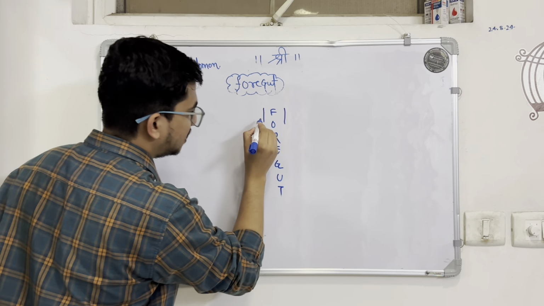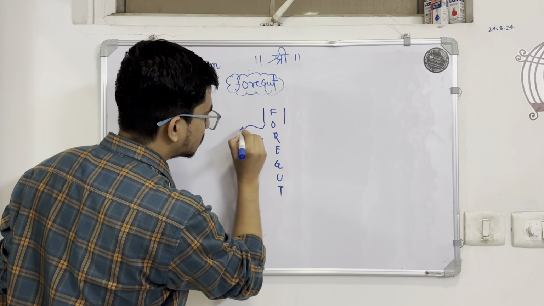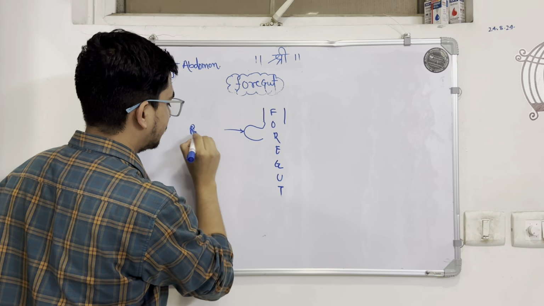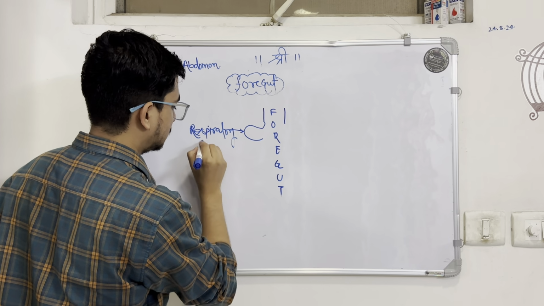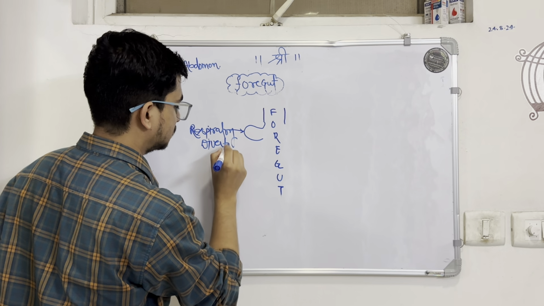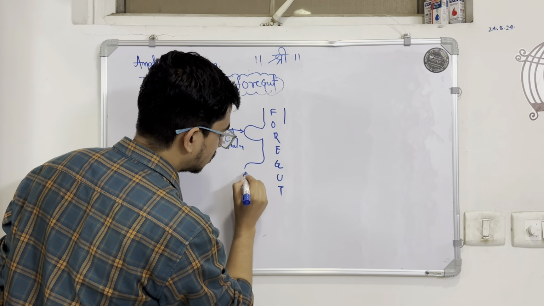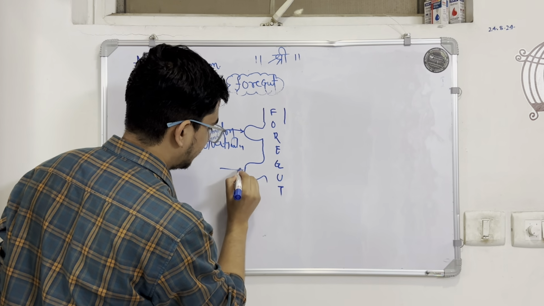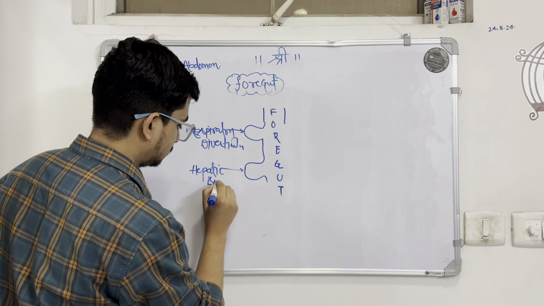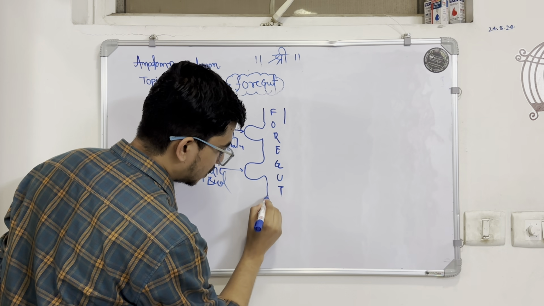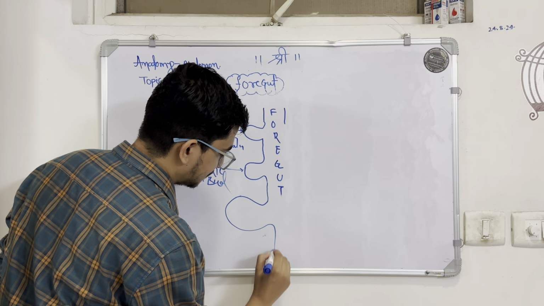Initially it gives one diverticulum. It is called the respiratory diverticulum. Now go downward and it gives a bud called hepatic bud. Now go downward and it gives the ventral pancreatic bud.